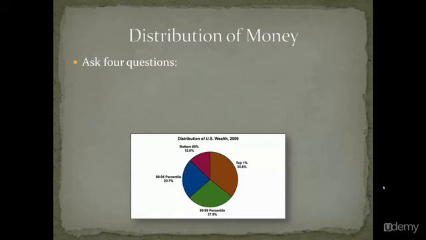There are 4 questions that we tend to ask when we're talking about the distribution of money. The first question we ask is, where is the money geographically based? And this kind of seems like an obvious question. We'd say, well, if it's the money of the United States, wouldn't it be based in the United States?